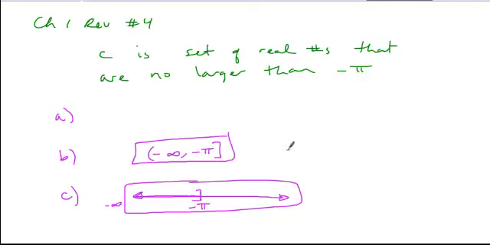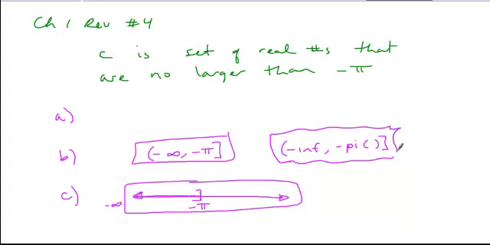And remember, if you're typing this online, it's negative INF, negative PI, and then put the correct grouping symbols: a parenthesis here and a bracket here. So this is what your entry would look like online.